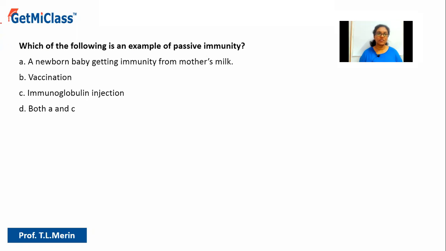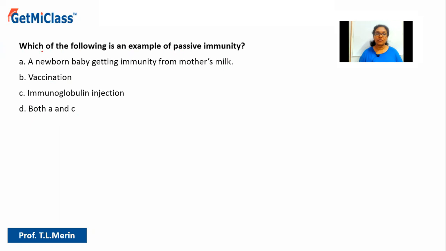So let's solve this question here which says, which of the following is an example of passive immunity? Option A, a newborn baby getting immunity from mother's milk. Option B, vaccination. Option C, immunoglobulin injection. Option D, both A and C.